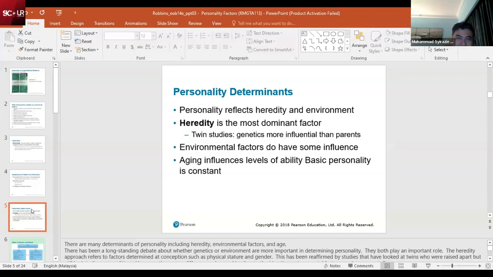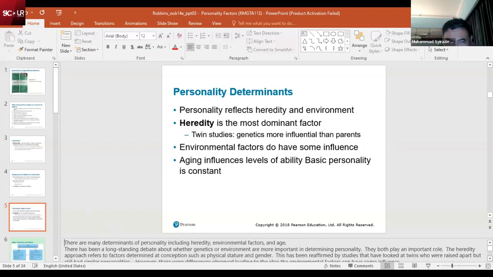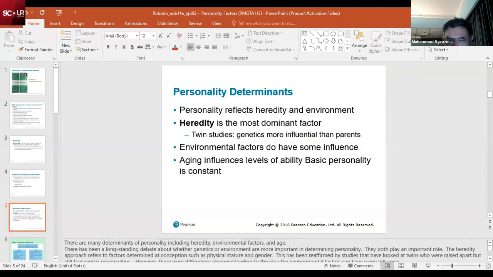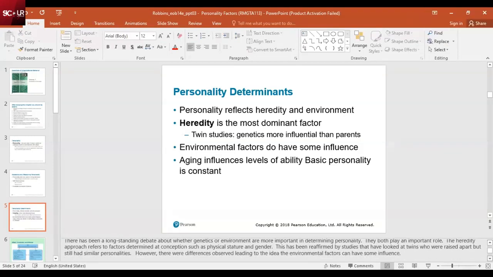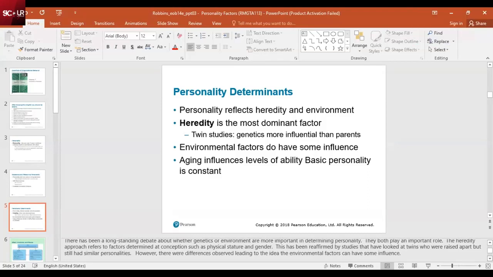What does it mean by that? Aging influences level of ability, basic personality is constant. What do you understand by that? Any opinions? As we grow with the job, we tend to have a more sound experience, perhaps. Correct. On a certain stage, yes. Or I would say depending on, like you say, aging.